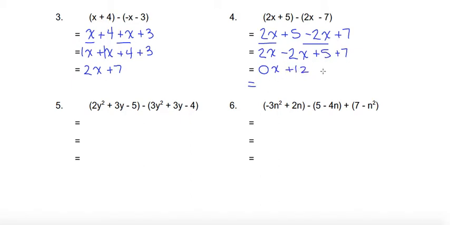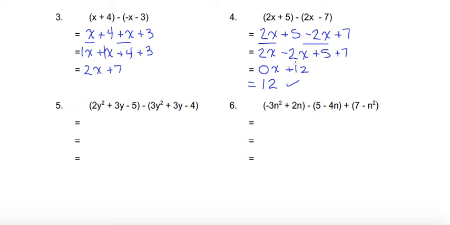So you might see it written as this when you're first starting out. Sometimes it's helpful to see it as 0x plus 12, or you may also see this written as 12. So this would be a preferred final answer. Your 12, I would like to see that, but if you write 0x plus 12 when you're first starting out, that's okay.